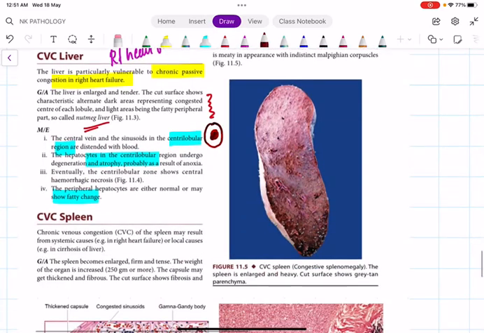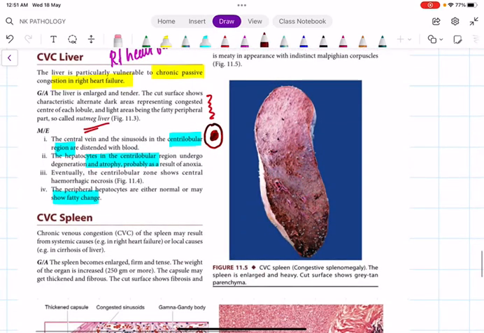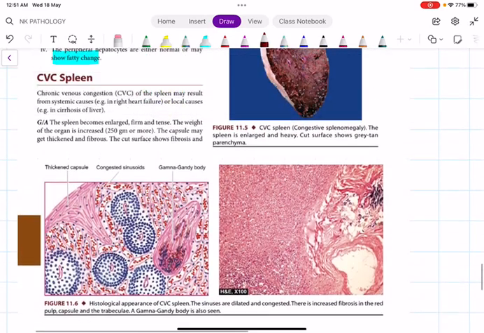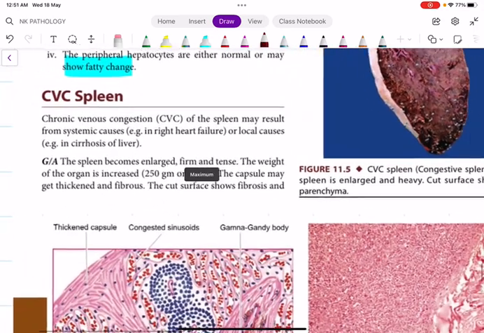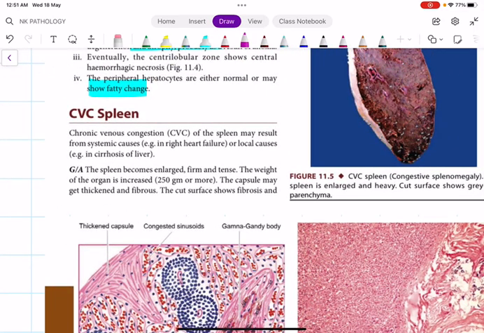Then coming to the last one, that is what we call the CVC spleen. This is one of the favorite questions for INI CET examiners. It is not usually discussed. It also occurs in right heart failure, or it may occur because of liver cirrhosis. You can get an enlarged, firm and tense spleen, around 250 grams or more, and the spleen has a capsule. The capsule will undergo thickening and fibrosis.